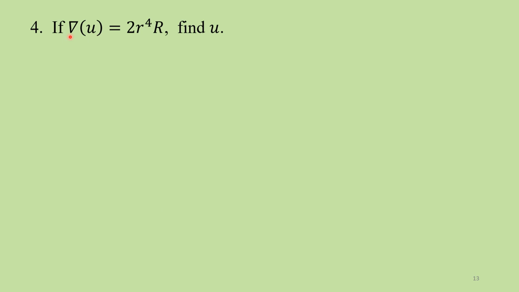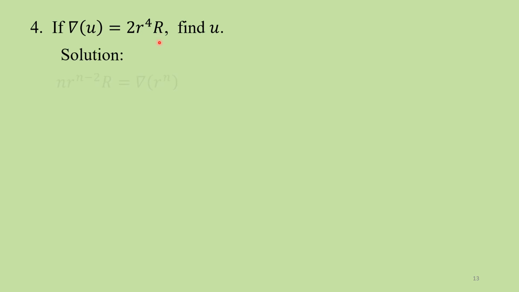Fourth problem: if the del of an unknown scalar function u is known to us, that is 2 times r power 4 into vector r, then find u. It is slightly different from what we usually have, where we find the gradient of a scalar function. Now the answer is already known to us and we need to identify that scalar function. So the answer is 2 times r power 4 into vector r.